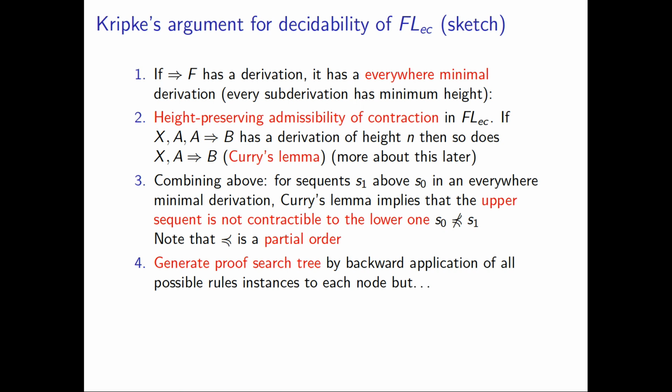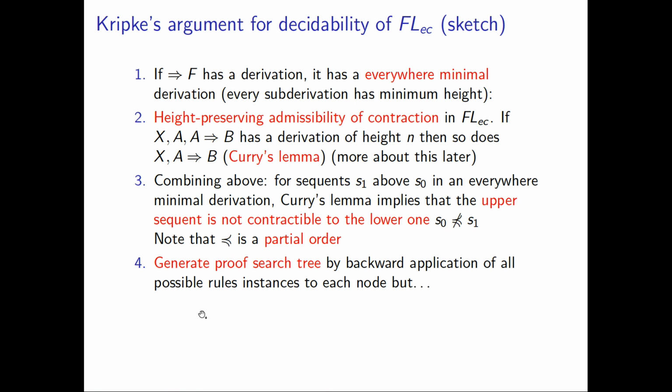So if you combine items 1 and 2, what it says is if you start with an everywhere minimal derivation and you have some sequent S1 that is above S0, then it cannot be that S1 is contractible to S0, i.e. using contraction rules to obtain S0, because then Curry's lemma would imply a smaller derivation for S0, and that would violate the everywhere minimality assumption. So this relation of contractible, which I'm using this symbol to denote, you can check is a partial order.